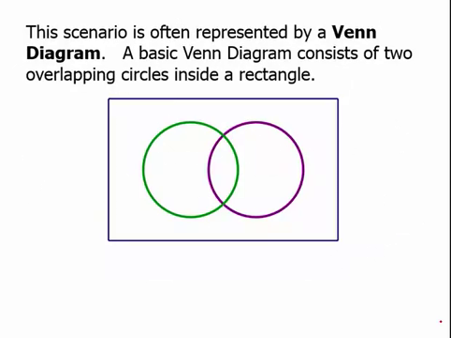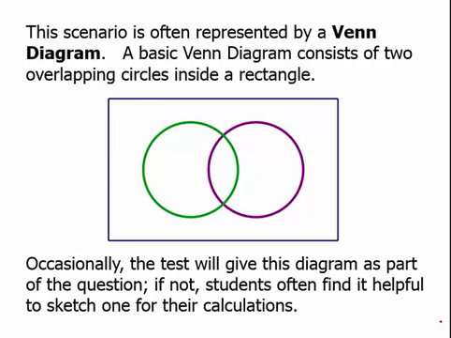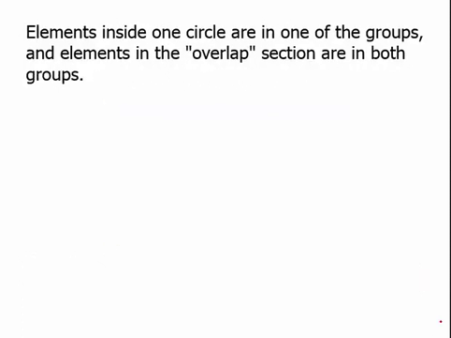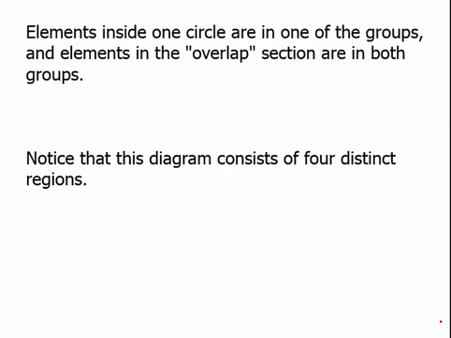This scenario is often represented by a Venn diagram. A basic Venn diagram consists of two overlapping circles inside a rectangle. Occasionally the test will give this diagram as part of the question. If not, students often find it helpful to sketch one for their calculations. Elements inside one circle are in one of the groups, and elements in the overlap region are in both groups. Notice that this diagram consists of four distinct regions.